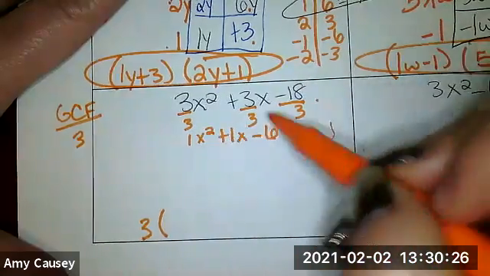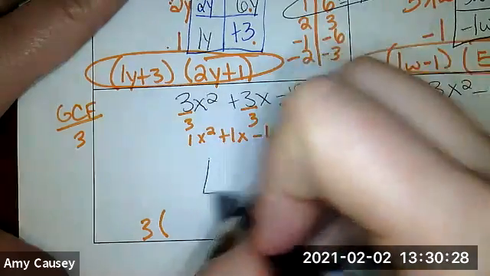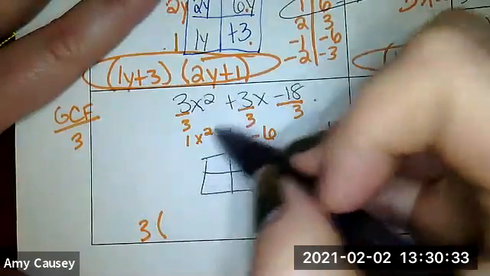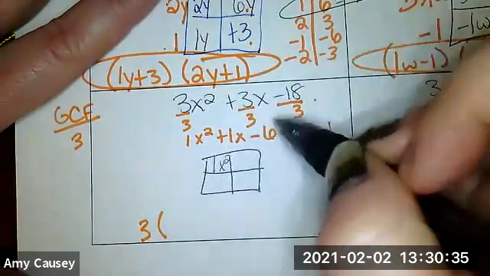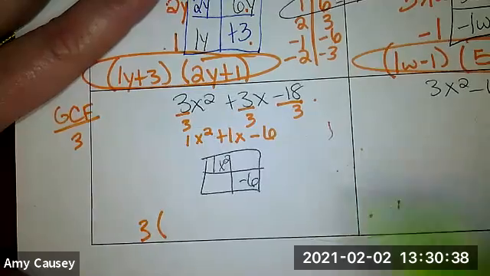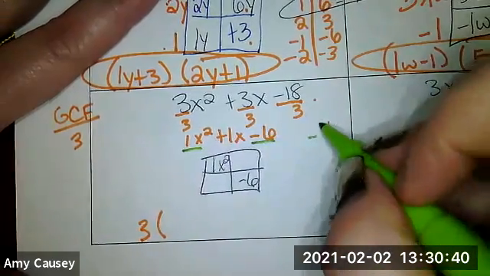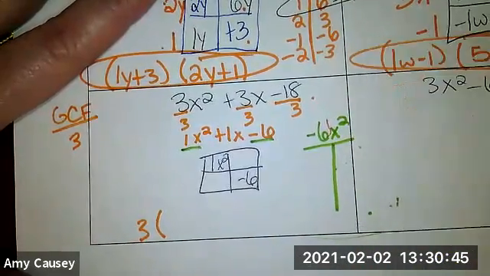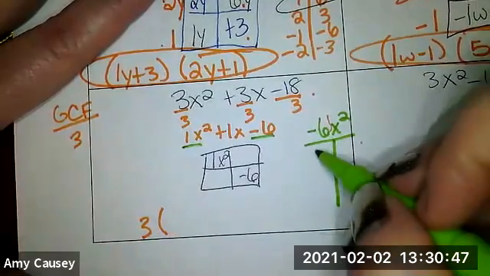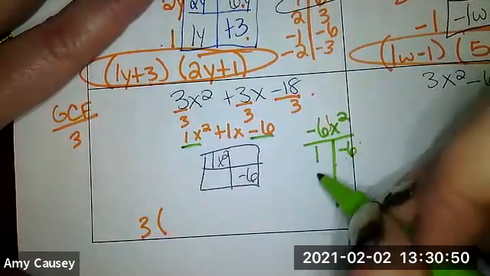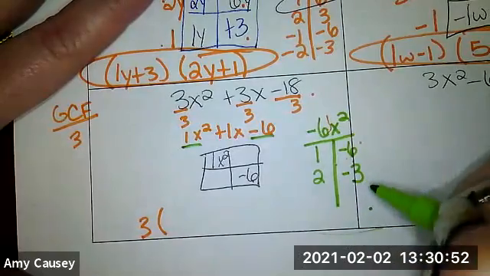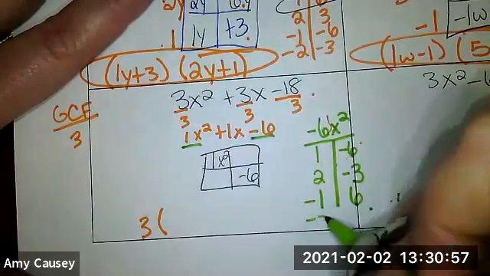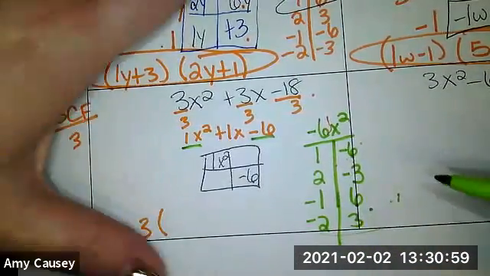When they're smaller numbers, if you can get them smaller, they're easier to do your box method with, or reverse box method, that is. So first term in the first box, last term in the last box. Now we're going to go A times C. Make your factor tree. So I'm going to do this without the calculator. I can do 1 times negative 6, 2 times negative 3, or negative 1 times 6, negative 2 times 3.